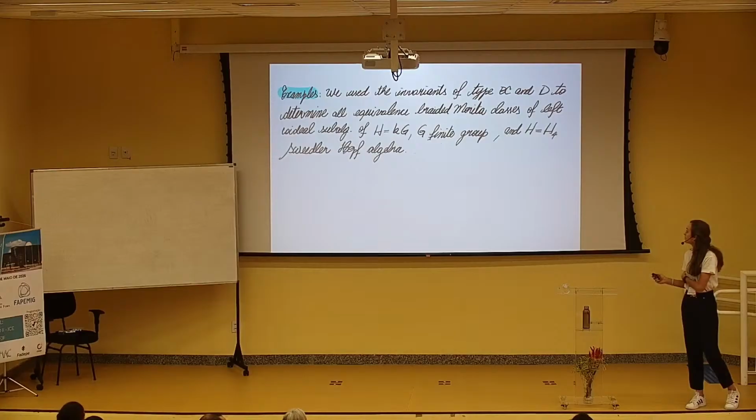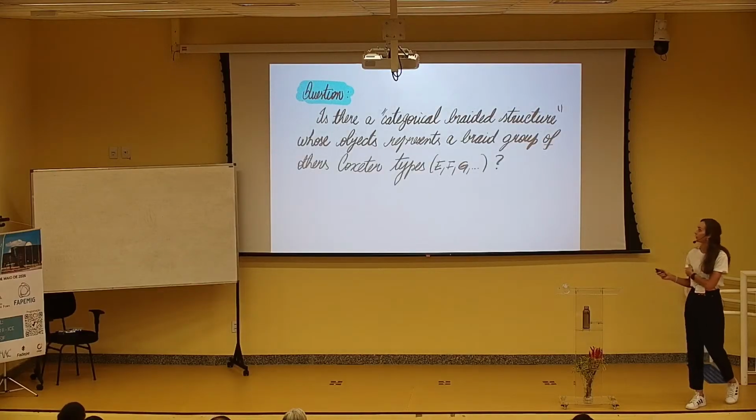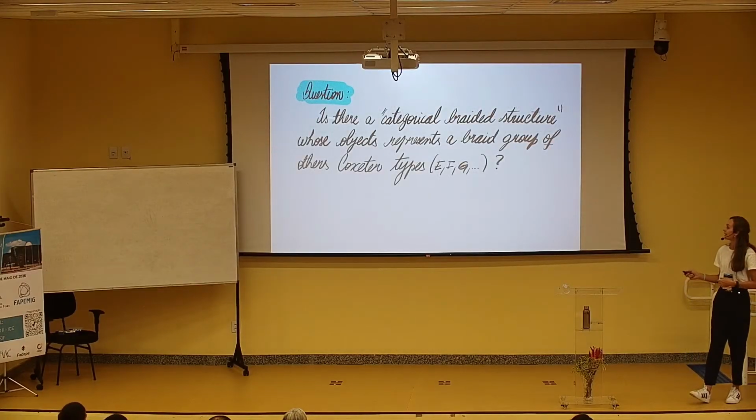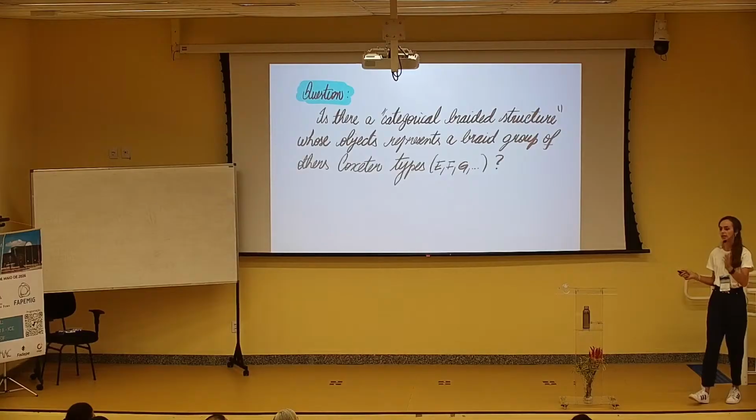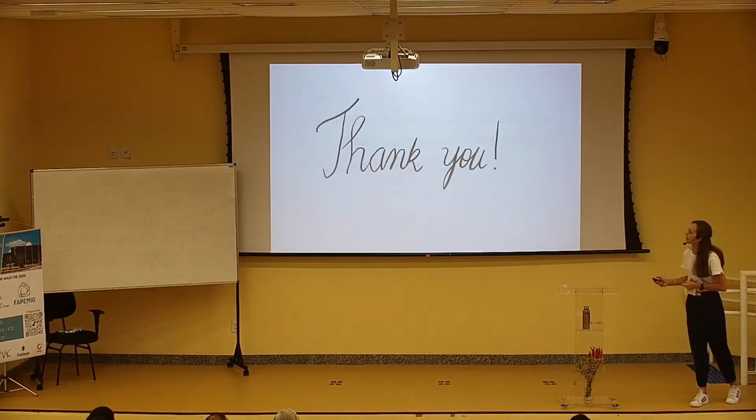And one more question for you guys. Is there a categorical braided structure whose objects represent a braid group of other Coxeter types? Because I didn't talk about types E, F, G, because I don't know. I just know for types A, B, C, and D. So there is some weird categorical braid structure that represents the braid groups of these types. Thank you.